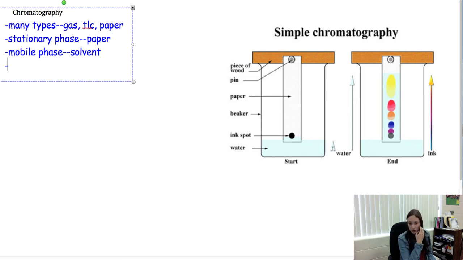A lot of times you do see this with inks. You'll have one ink at the bottom, you'll dip it in a solvent, and the solvent will run up the paper and will separate the ink into different colors. And they are identified by how far they move.